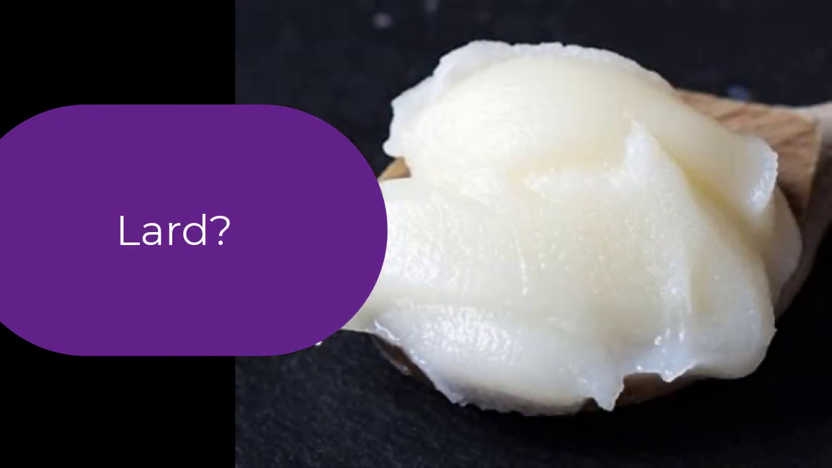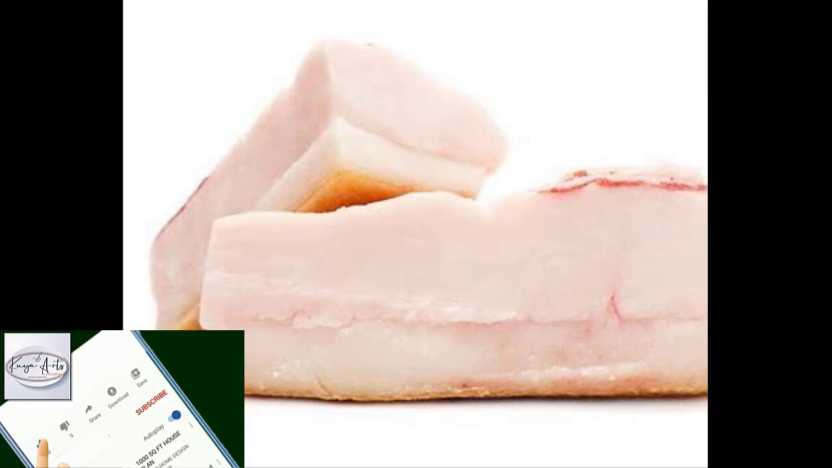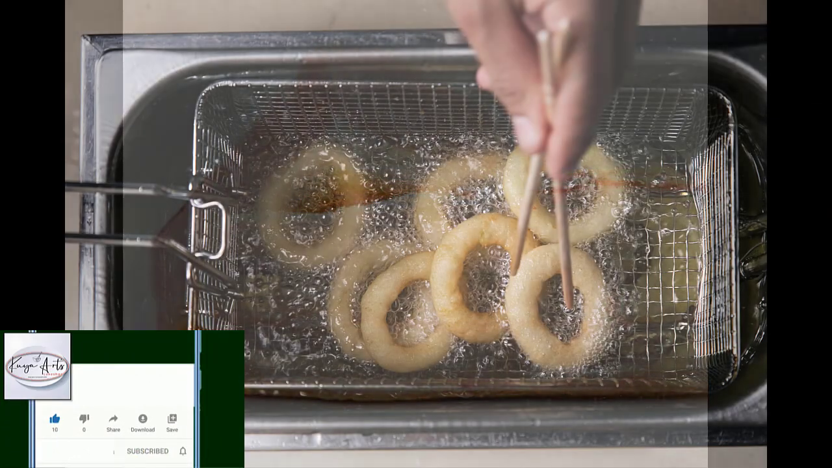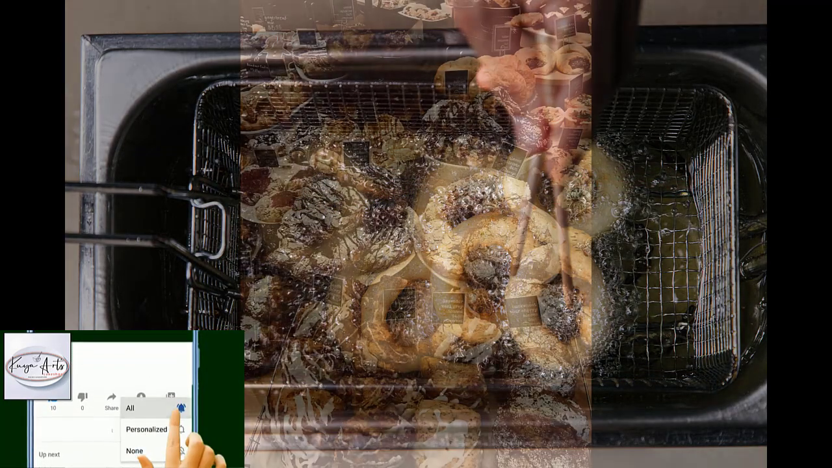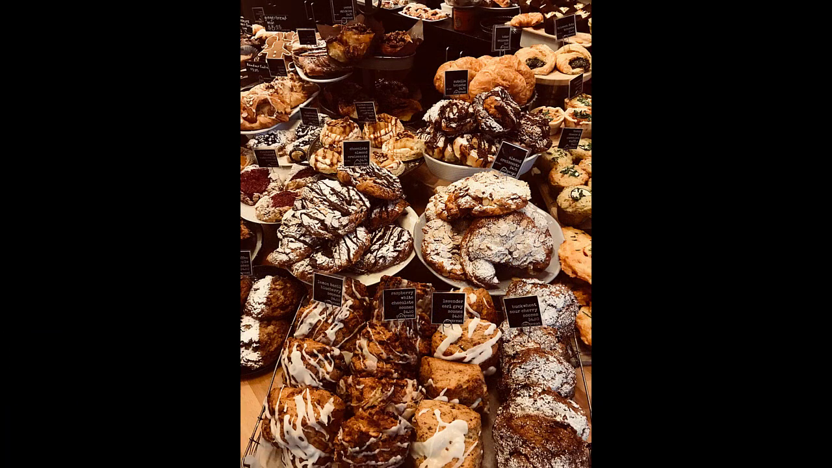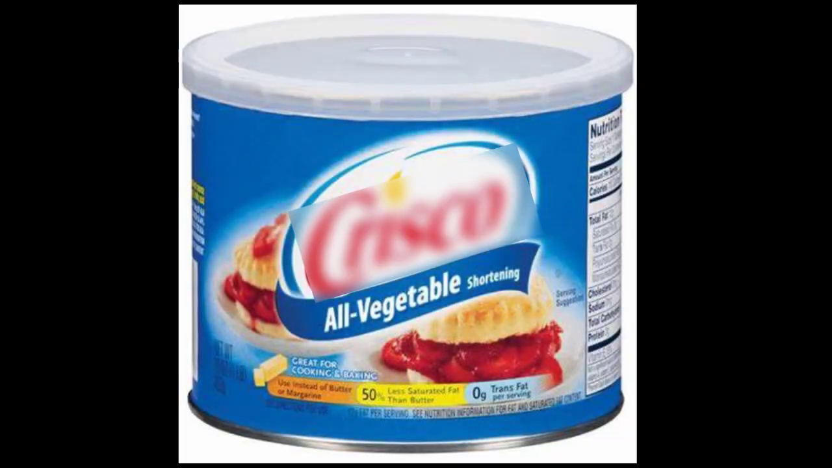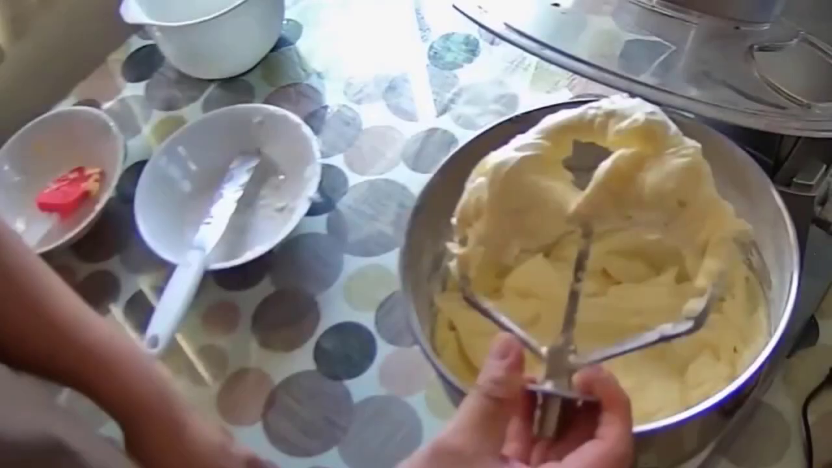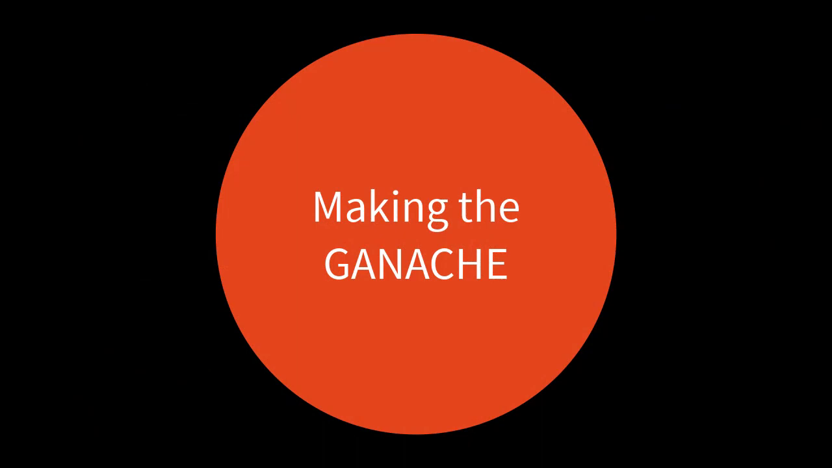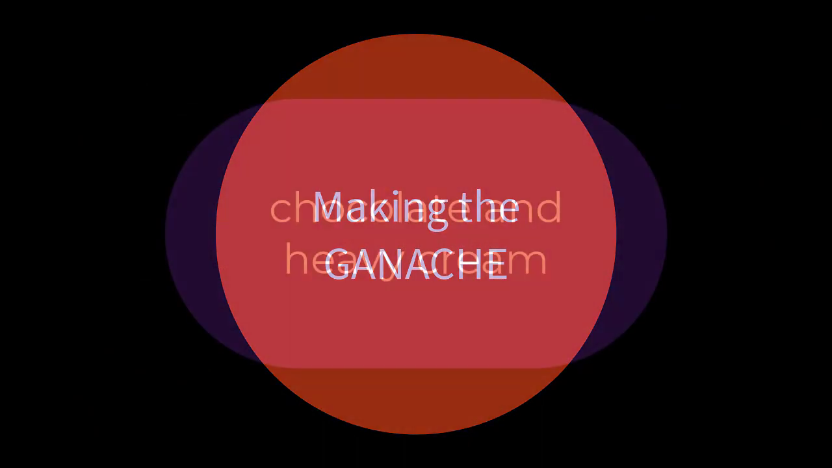Can you use lard for buttercream? No. Lard is pork fat. It is commonly used in cooking or frying. Bakers use lard only for pastries, but it is never used in making buttercream because of its meaty aftertaste. Shortening is made from vegetables and is best for making buttercream as it produces a cleaner taste and thicker consistency to the butter. Let's jump into making the chocolate ganache.